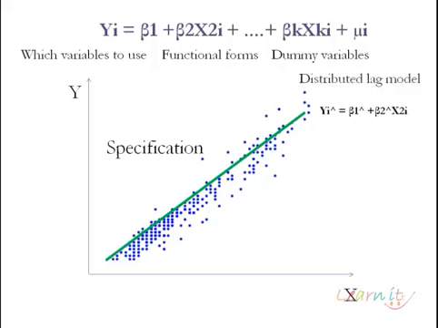Then should you take the distributed lag model? That is, should you take the dependent variable also as one of the factors?